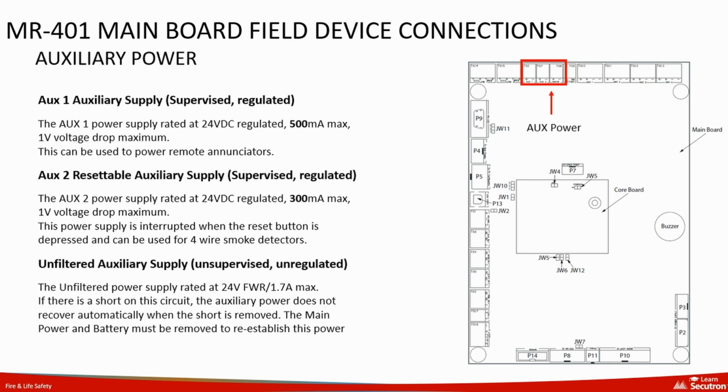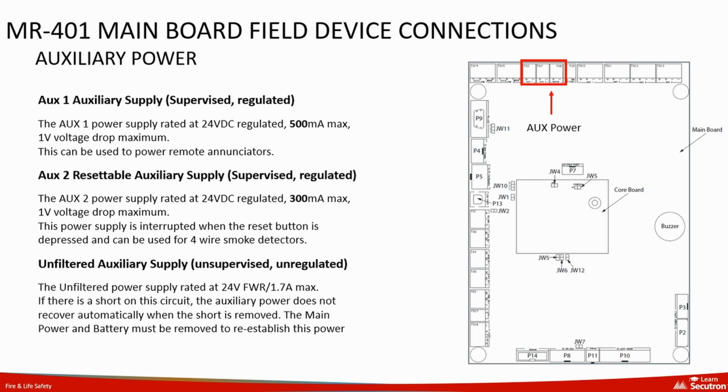The MR-401 control panel includes 3 types of auxiliary power supplies. The AUX1 supply is supervised and regulated, offering 24 volts DC at 500 milliamps maximum, suitable for powering remote annunciators. The AUX2 supply is also supervised and regulated, providing 24 volts DC at 300 milliamps and is resettable, making it ideal for 4-wire smoke detectors.